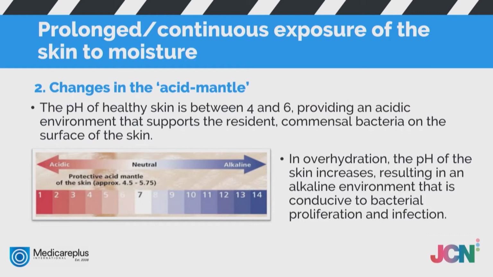The second key factor is the changes in the acid mantle. Our protective nature is to have that acidic balance on our skin surface, to keep our normal flora in the correct balance, so if that changes, the skin surface will change. The pH of healthy skin is between 4 and 6. It provides an acidic environment that supports the resident commensal bacteria on the surface of the skin. In overhydration, the pH of the skin increases, resulting in an alkaline environment that is then conducive to bacterial proliferation and infection, and spread laterally across the skin surface.